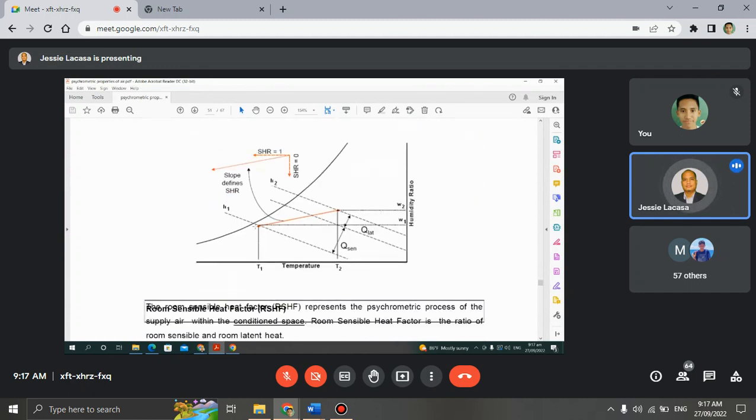So this is the resulting heat, this orange one. Then this is the sensible heat. The sensible heat ratio, if it is vertical, is automatically 1, right? Because it is all sensible heat. If horizontal, it is 0, because there is no sensible heat if it is vertical, since it is only latent heat.